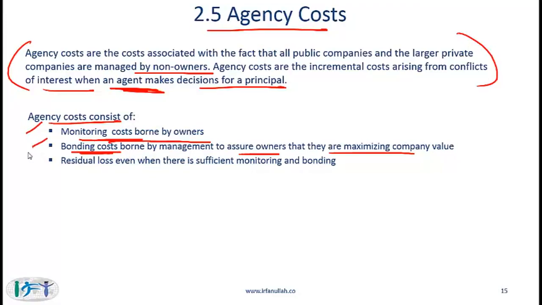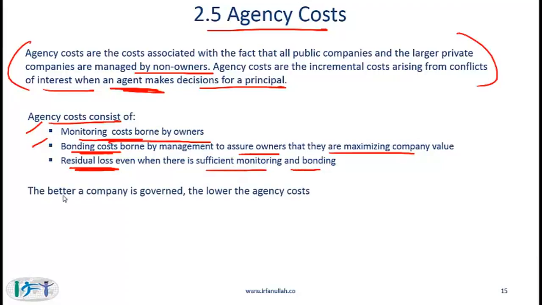If despite 1 and 2, there is still a loss in value, then that is called the residual loss. This is the loss even when there is sufficient monitoring and bonding. An obvious remark, but I'll make it regardless. The better a company is governed, so the stronger the corporate governance and the corporate governance structure, the lower the agency costs.